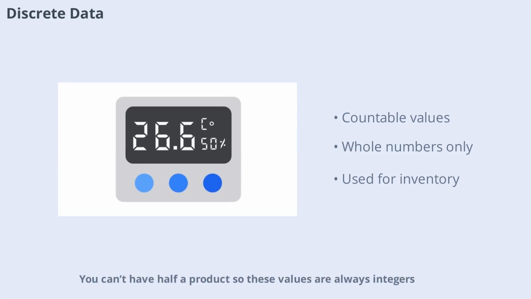You can't have half a product, so these values are always integers. Discrete data is often used to track inventory, count events, or measure items that can't be divided further. It's a key component in many business and AI applications.